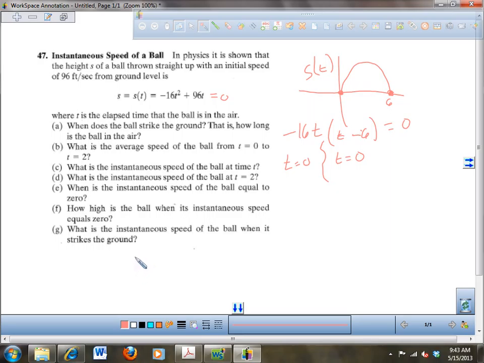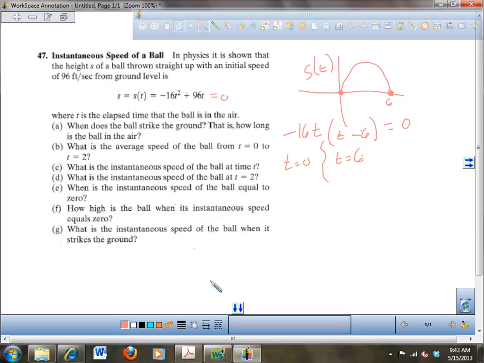Okay? Shouldn't that be t equals 6? Yep, t equals 6, sorry. T equals 6. Yes. Okay, so that's how you answer the first question. The second question says, what is the average speed of the ball from t equals 0 to t equals 2?